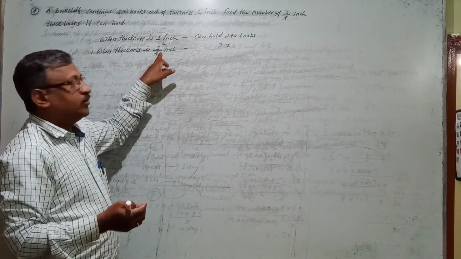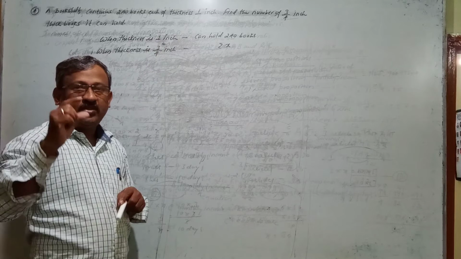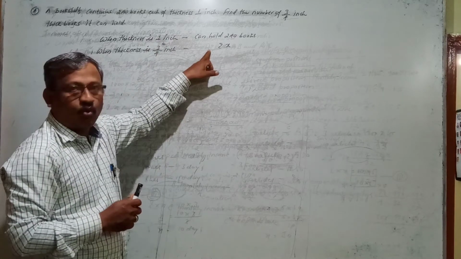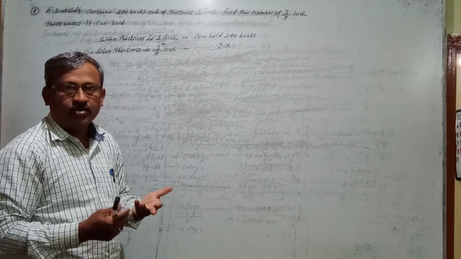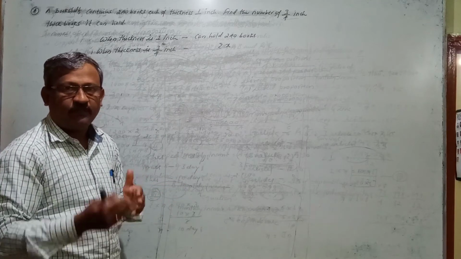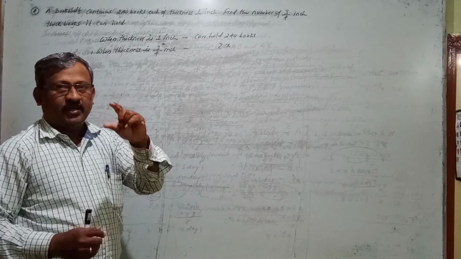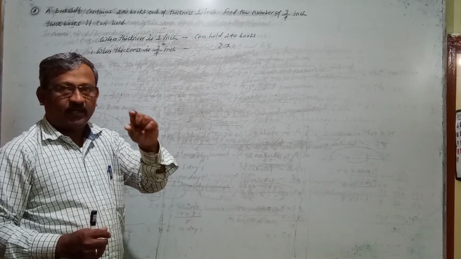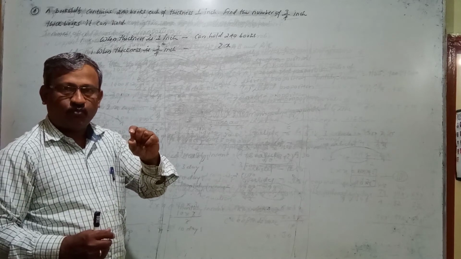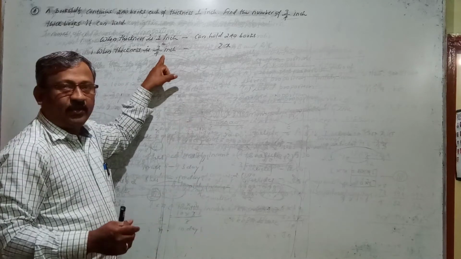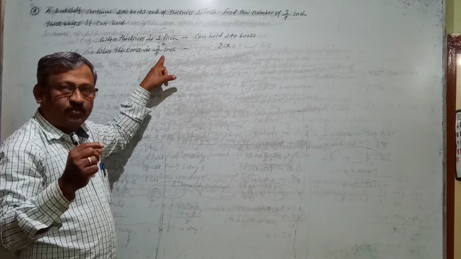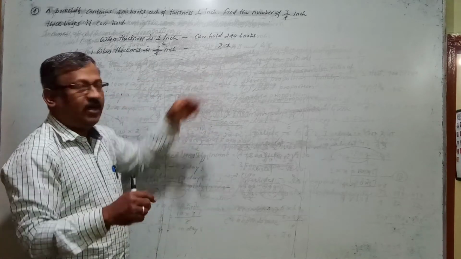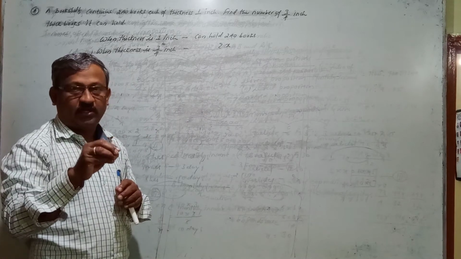So 3/4 is less than 1, which means the thickness of each book is less. So how many books will it hold? Definitely it will hold more books if the thickness is less. If the thickness of each book is more, we cannot keep more books; we can keep only a smaller number of books in that bookshelf. But if the thickness of the book is very small, we can keep more and more books in that bookshelf.